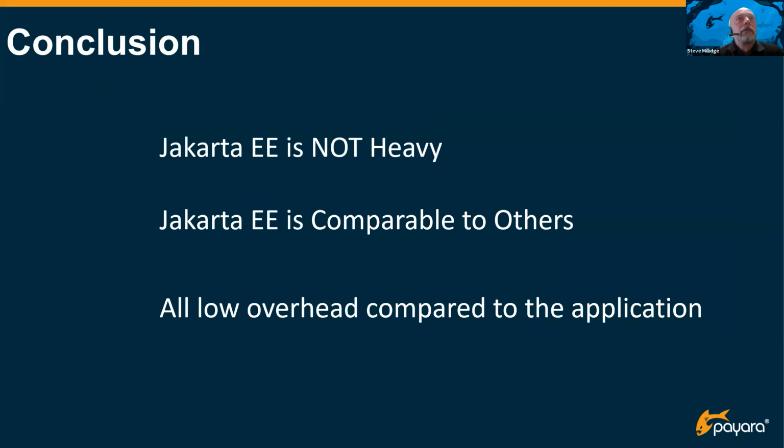So my conclusion really is Java EE is not heavy. It's comparable to others, and no matter which runtime or application server you choose, a lot of the overhead will actually come from your application itself. So whether that's memory, CPU usage, disk space usage, whatever else you're talking about, often it's the application that will be the dominant factor in any overhead of heaviness or slowness.